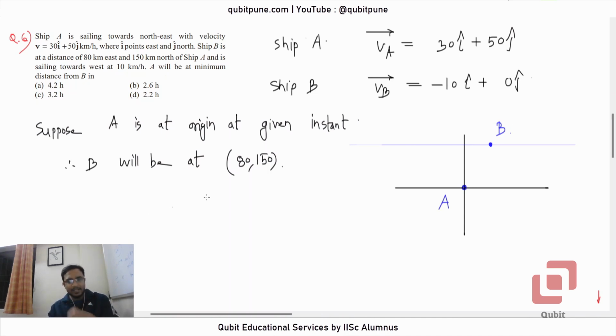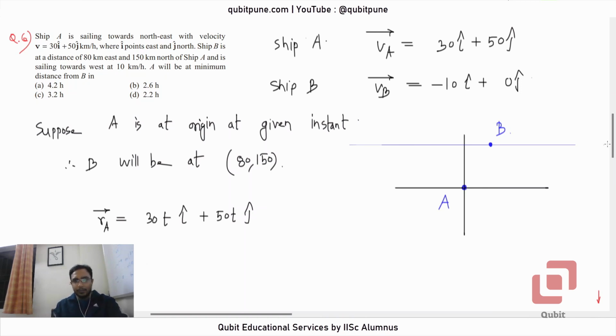Okay. So for that we have to integrate these to get the positions of A and B correct. So let us indicate the position of ship A by RA bar. It will be 30t i cap plus 50t j cap. Now we have not considered the constants of integration. I hope you understood why we did not, because at the given instant it is at origin, and that is where our calculation begins.